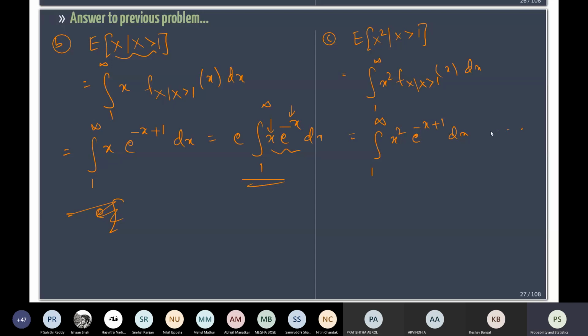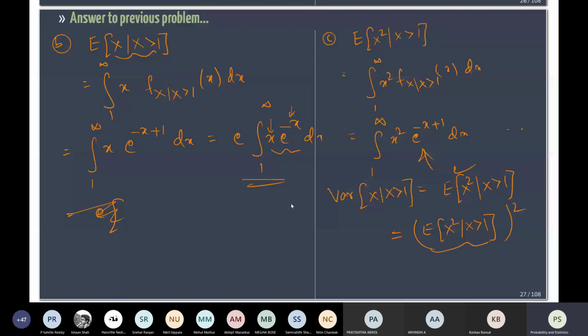Okay, so the expectation you have found. Overall, now what you will do is use the formula: the expectation of x squared given x greater than 1 minus the expectation of x given x greater than 1, whole squared. This is what we computed before, and this is what we have also computed before. We substitute these here, and we get the conditional variance as well.